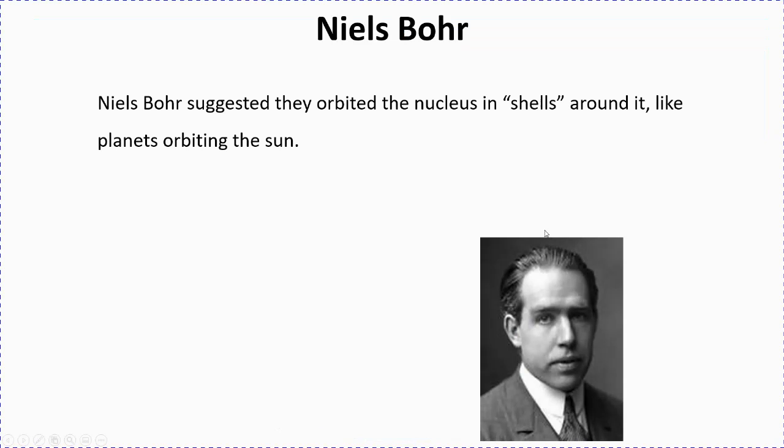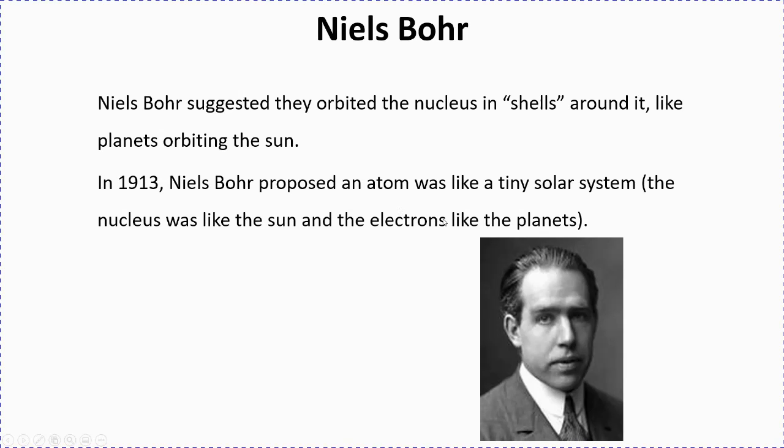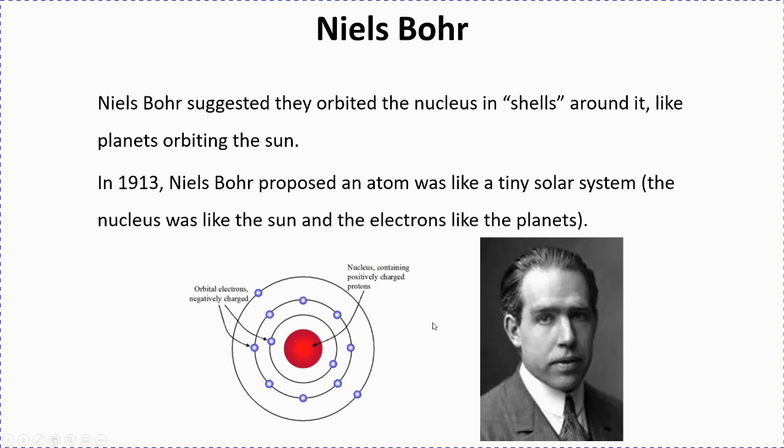Now Bohr was the last one that we're going to think about today, I think, and he came up with the idea that electrons are found on these shells, these orbits, okay? So he said that an atom is like a tiny solar system. The nucleus is in the middle, and the electrons, like the planets around our sun, are orbiting around this nucleus. Okay, so this is his model. He said that the electrons are in shells, these orbits, these circles.